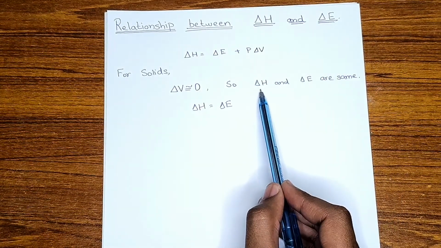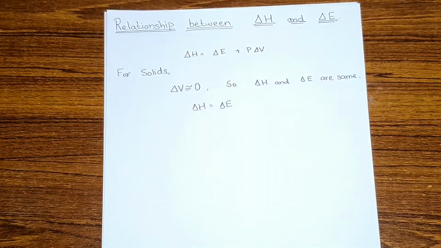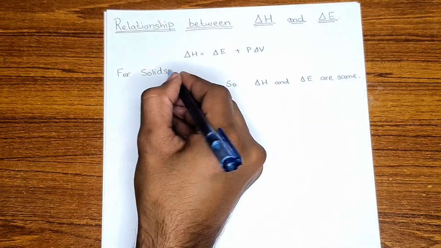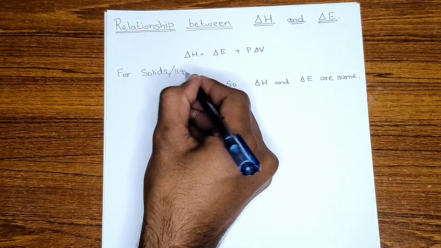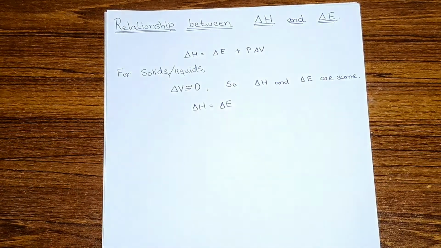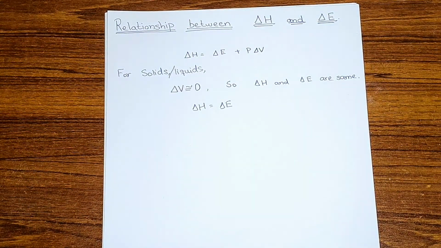So I can say that delta H and delta E are the same in case of the solids and also the liquids, because in case of liquids the change in the volume is also very much negligible. So in case of solids and liquids, the change in volume is nearly equal to 0. So delta H and delta E are the same.